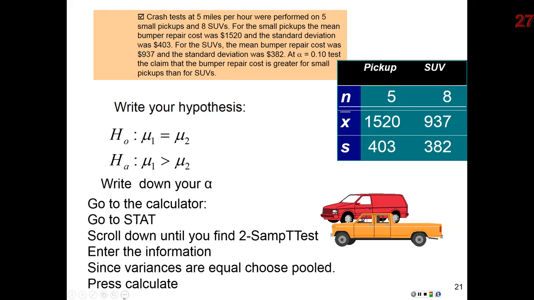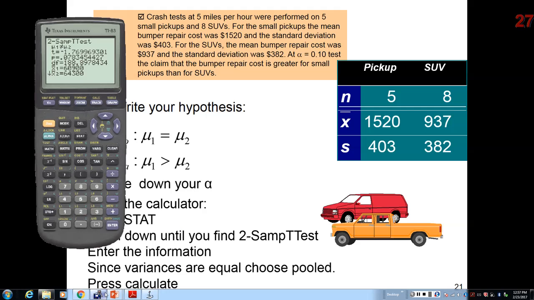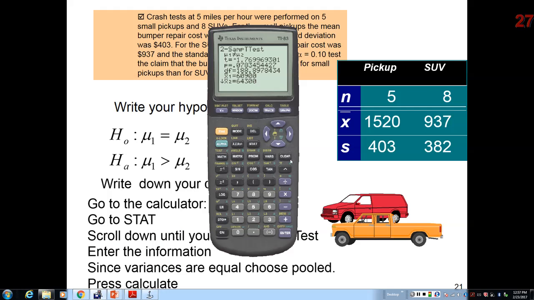What you're going to do is go to your calculator. We're going to clear it out. We're going to go to stat, then go out to test, and we're going to go out to a 2-sample t-test.